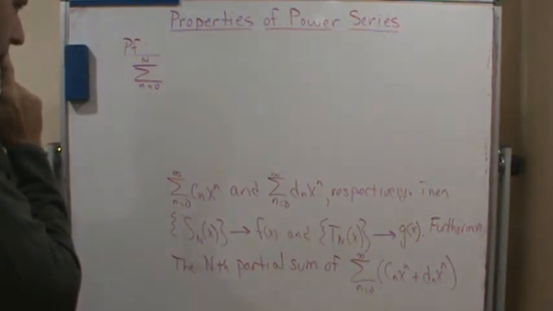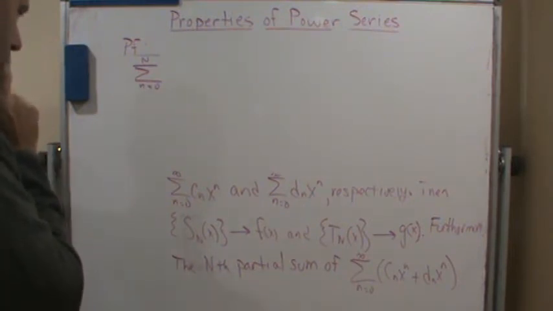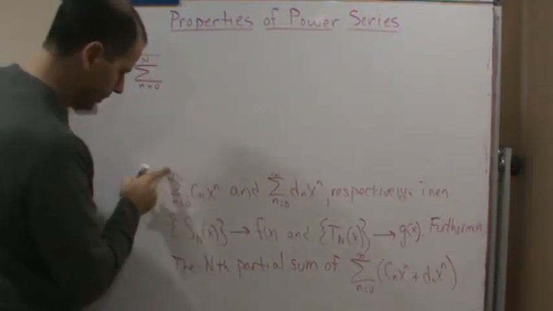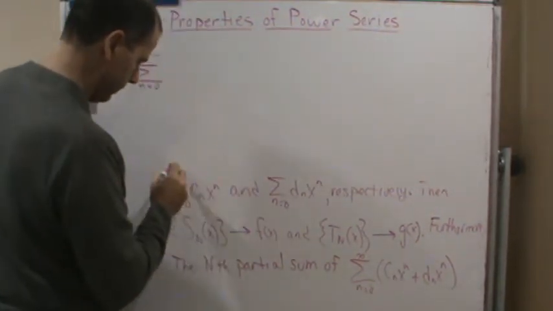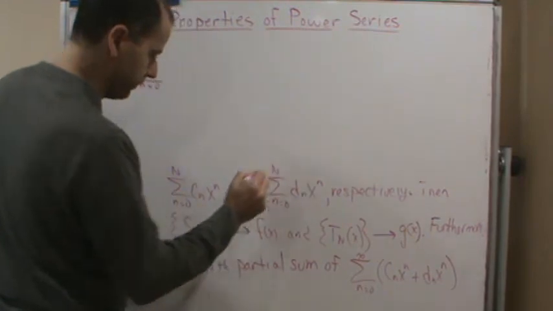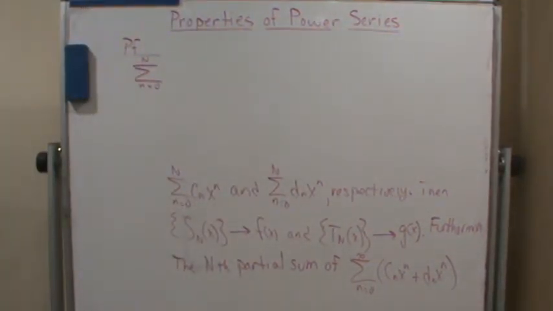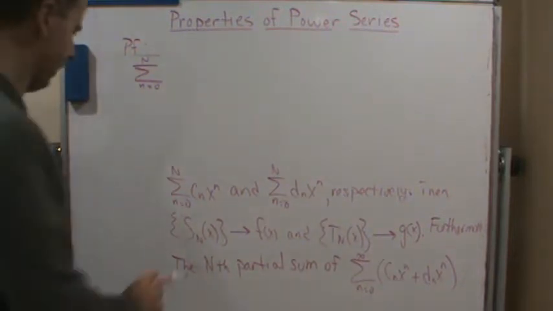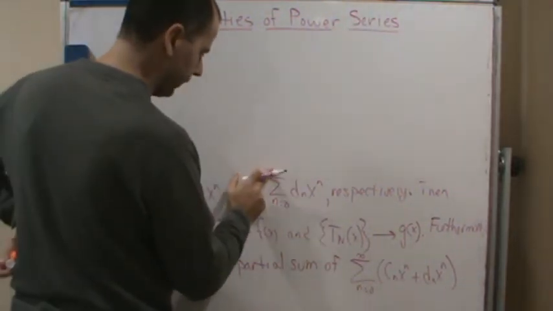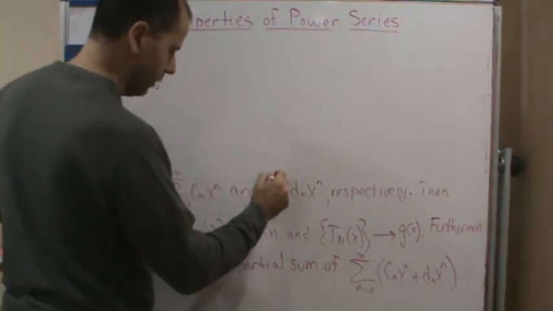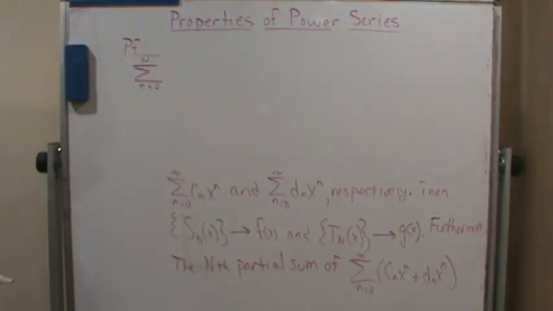Oh, hold on a second. This should not be to infinity. That should be to capital N. Sorry about that. Oh, no, never mind. I had it right. I'm going back and rethinking things. I was just denoting them. Never mind, I was right the first time.